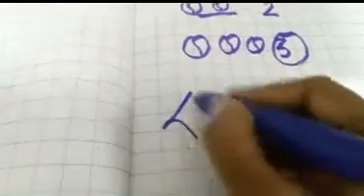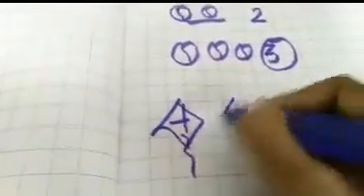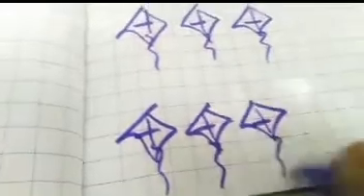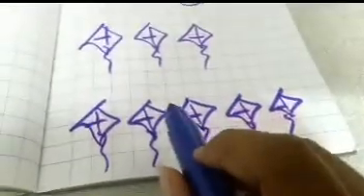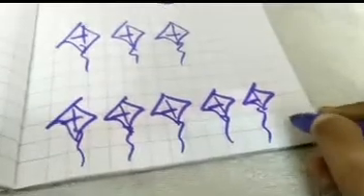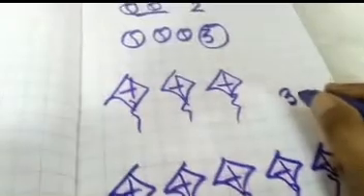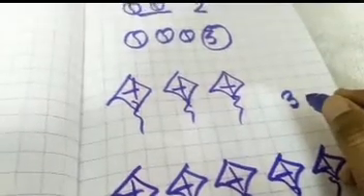If we take 3 kites, I am giving 3 kites to Ram and 5 kites to Shyam. Who got more number of kites? That is Shyam, because 5 is greater than 3. So I am going to discuss this with an activity sheet.